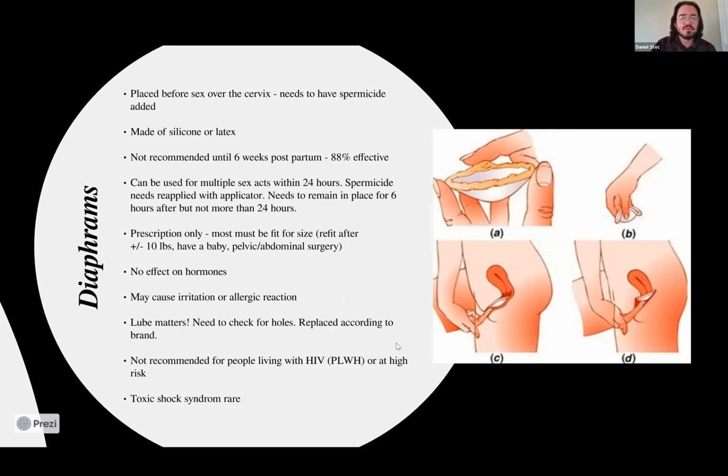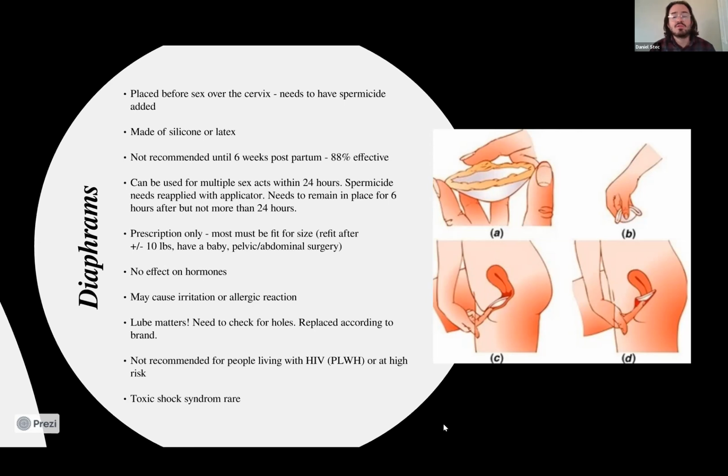These also have no effect on hormones. They may cause irritation or an allergic reaction because of the spermicide. And lube does matter. As I mentioned, these can be made of latex, so make sure that you're avoiding any oil-based lubricants. And because diaphragms are multi-use devices, you do need to check for holes by holding it up to the light and seeing if any light comes through.